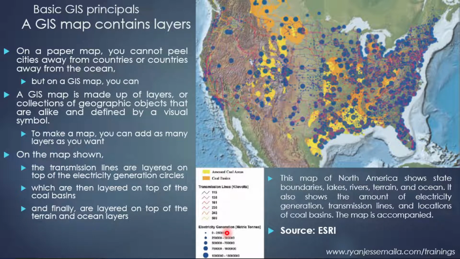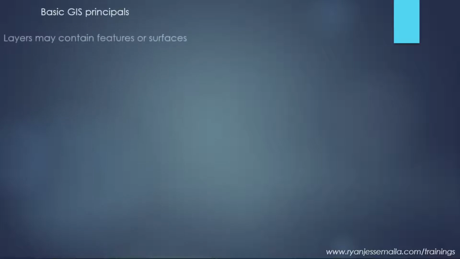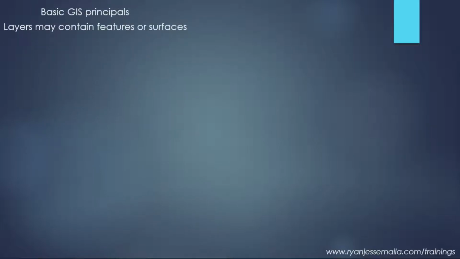And finally, layers are laid on top of the terrain and the ocean. The terrain and the ocean is the green color that you're seeing here. All this is the ocean and the terrain, and everything has been laid on top. This creates an important layer or hierarchy of the map. So there's always that hierarchy, which is determined by the way you put the layers.